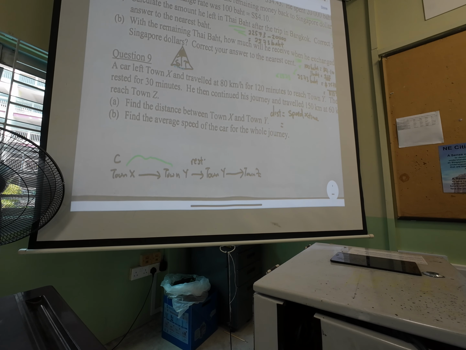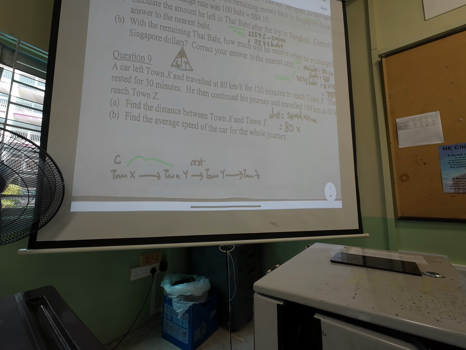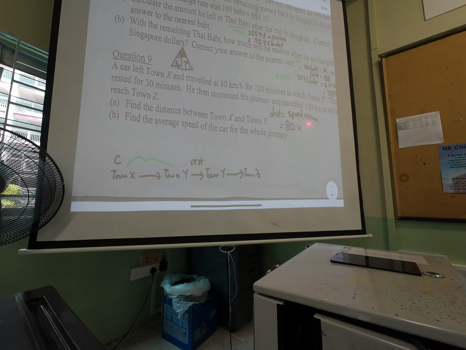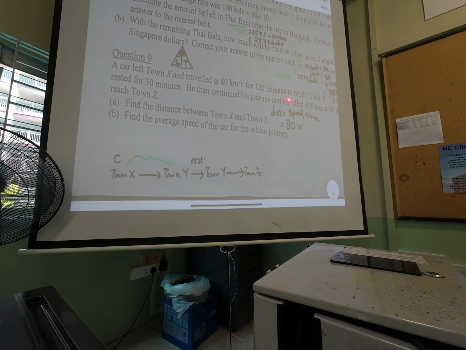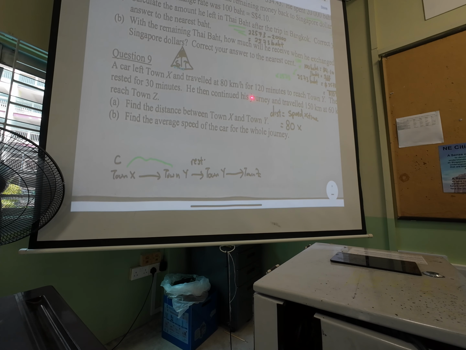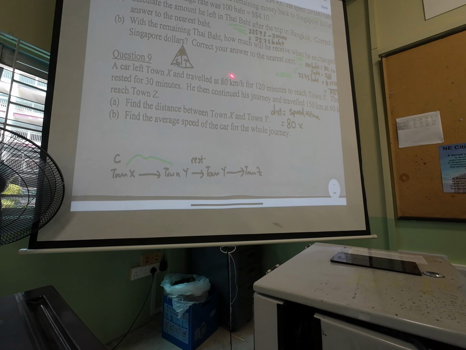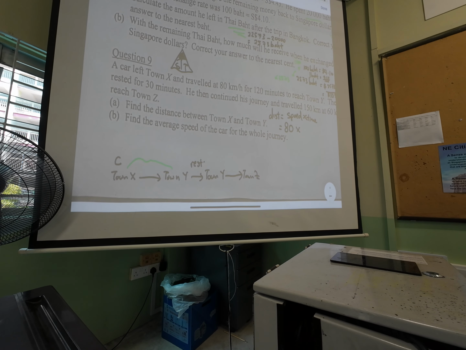Okay, so the speed he traveled at was 80 km/h. So I can write 80. Then I multiply by time. When I look at my speed, it is km/h. It is in hour. Then the time I have is in minutes. So if I want to multiply them together, I need to multiply my speed with hour. So I have to change my 120 minutes to hour.